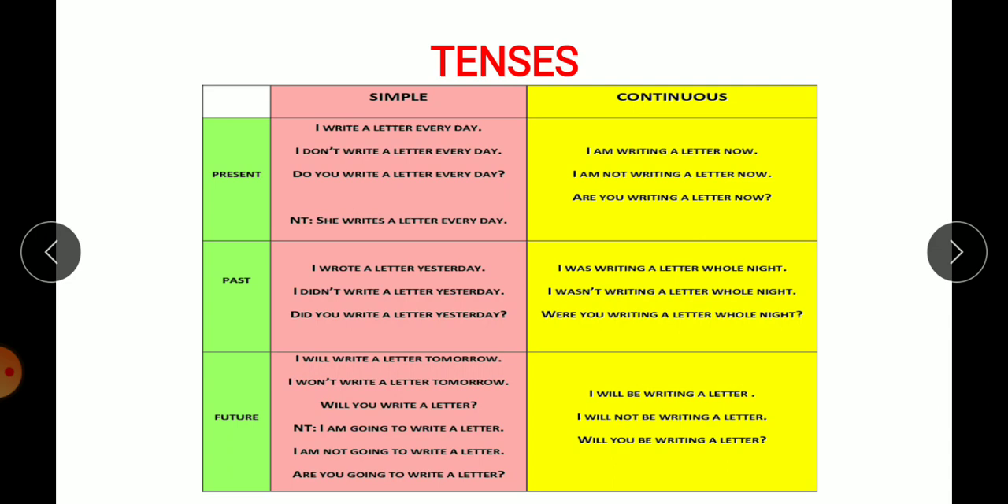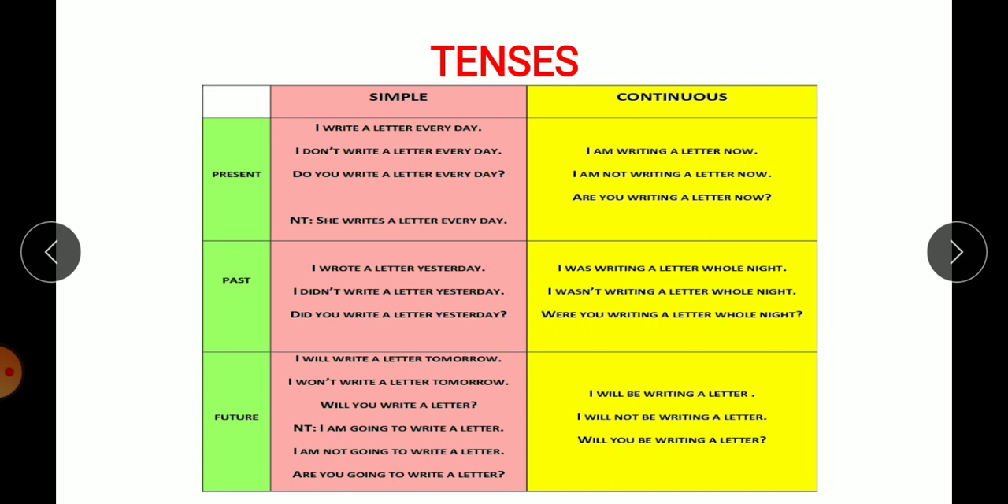In past continuous tense, we talk about the action that was happening continuously somewhere in the past, जो काम पहले past में continuously हो रहा था. Like I was writing a letter. I wasn't writing a letter. Were you writing a letter?